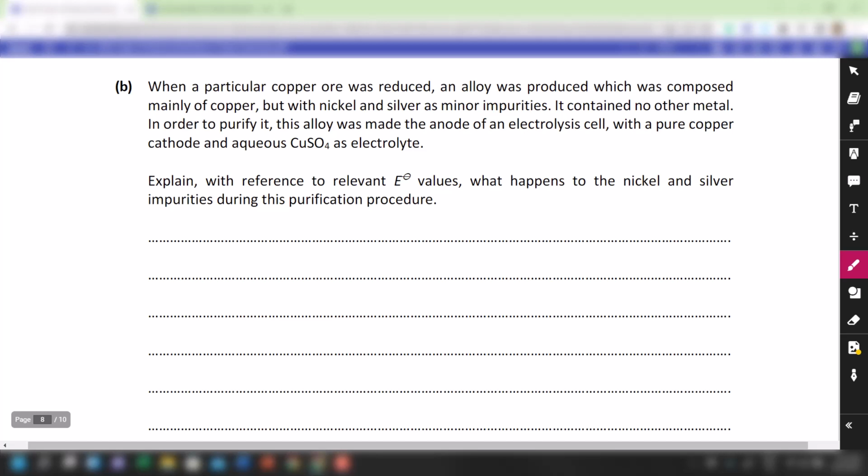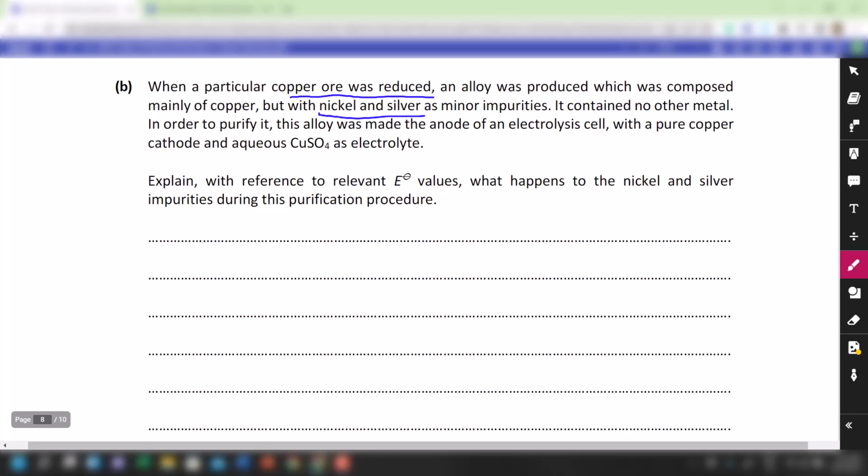Over here we were told that when a particular copper ore was reduced, an alloy was formed which is composed mainly of copper. You have nickel and silver as the main impurities. Usually for any respectable question, they will give you impurities with one metal being more reactive and the other being less reactive, because they want to ensure that you know how to discuss the two. It contains no other metal.